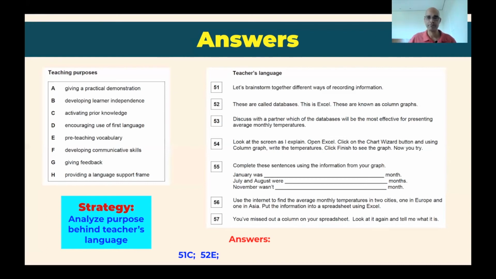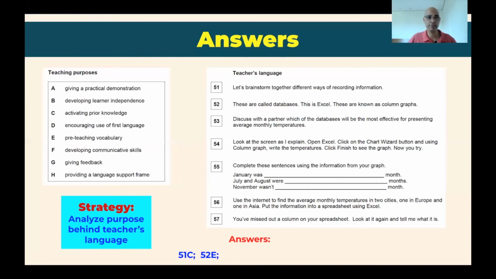Number 53, discuss with a partner which of the databases will be the most effective for presenting average monthly temperatures. Discuss with a partner. Let's pay attention to this one. If students are discussing, they're talking to each other, they're interacting, they're communicating. Let's think of that. So let's look for those clues.